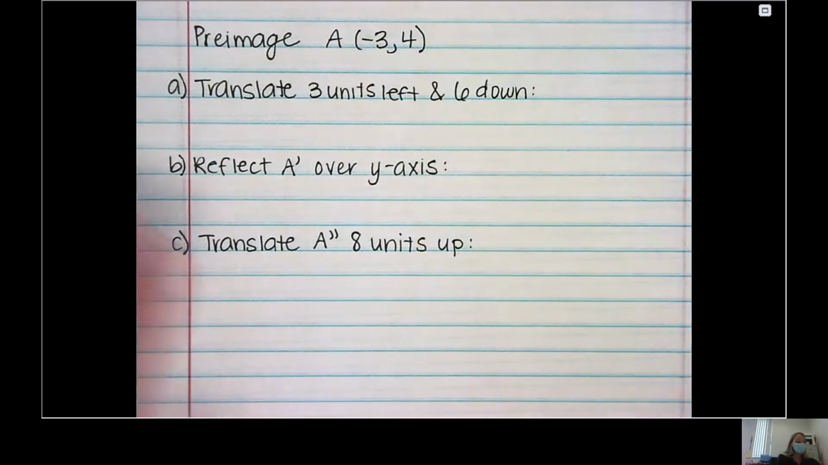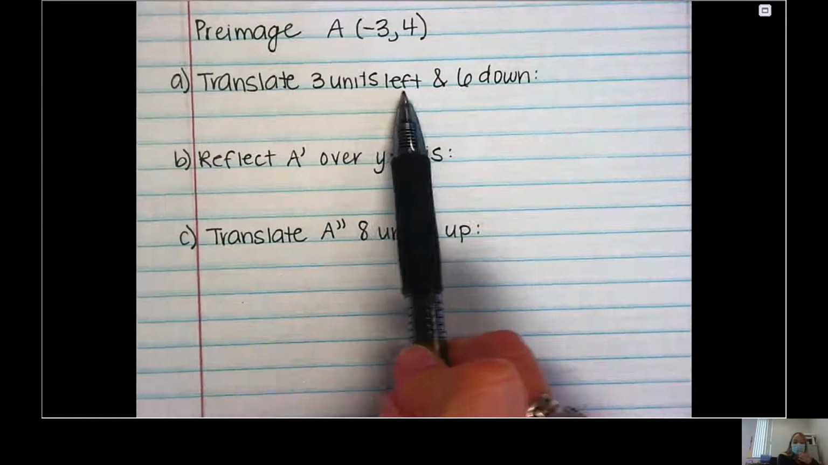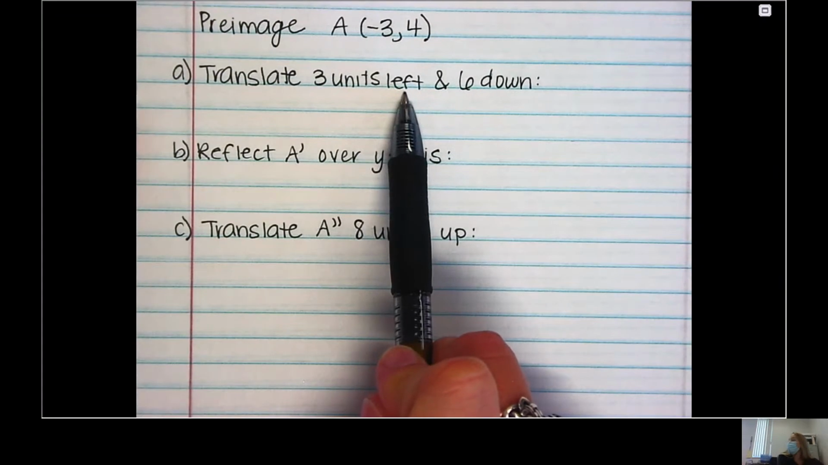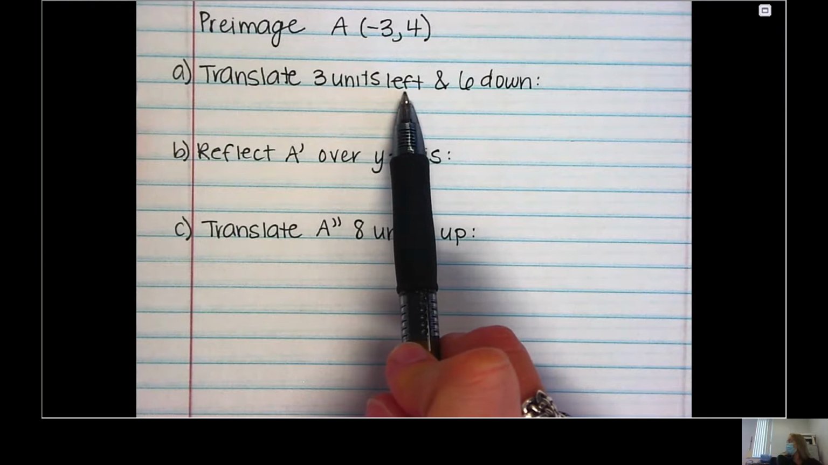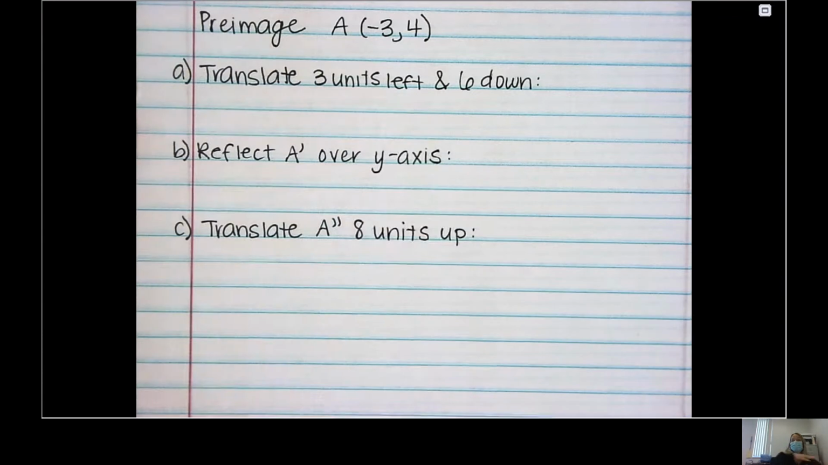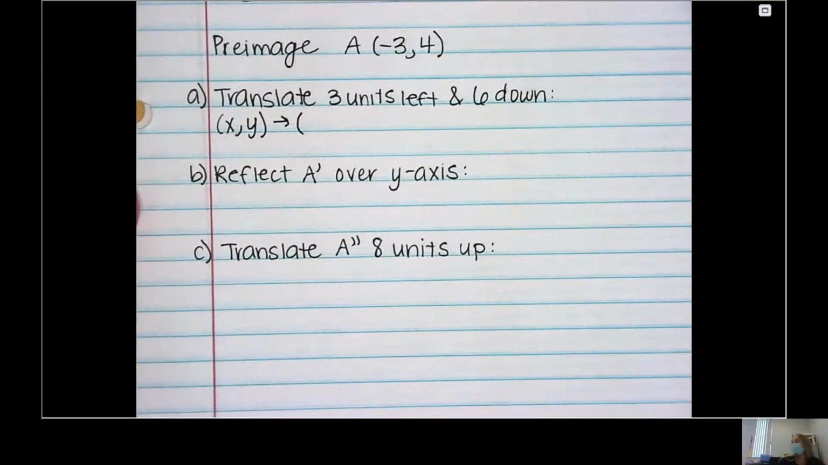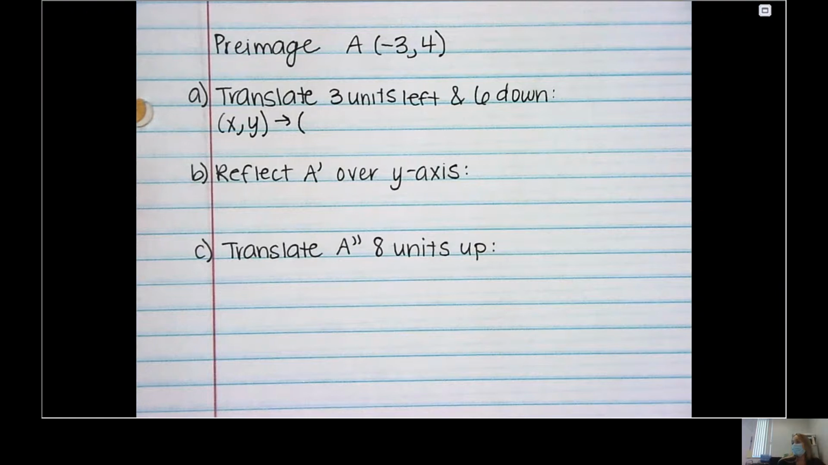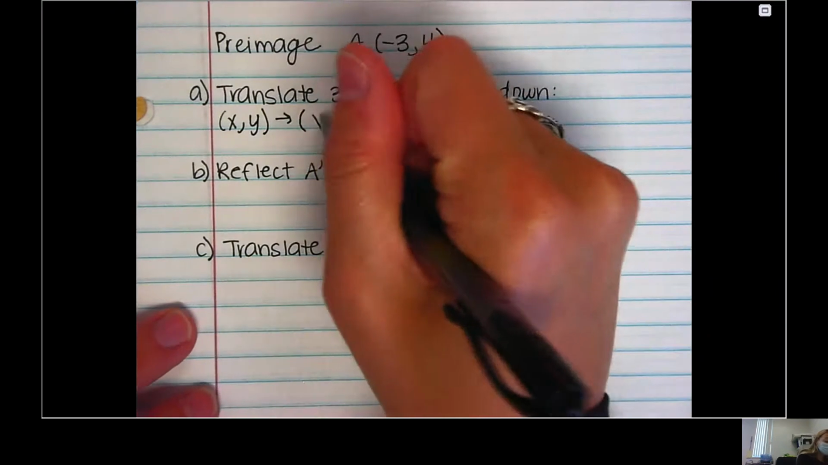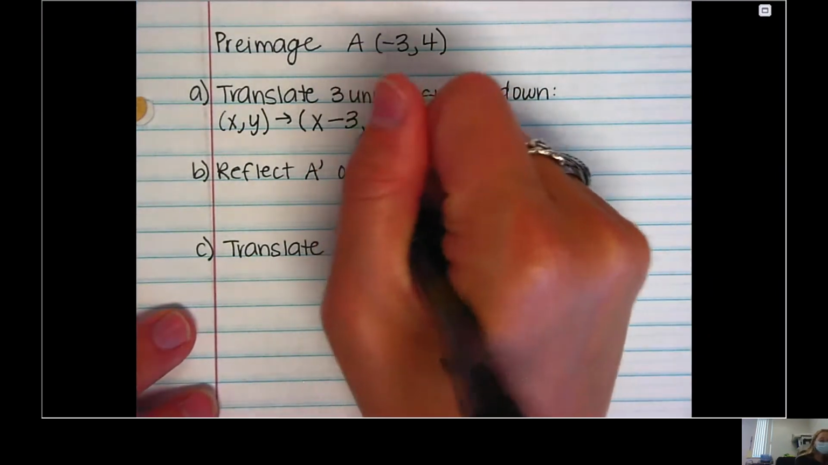If I am going 3 units to the left, which changes, your x or your y? Which way is left and right? Which one goes left and right? Your x's. If I'm going to the left, what am I going to do with my x value? Am I going to add 3 or subtract 3? Because it's going to the negative side, towards the left. So I'm going to take my x value and subtract 3.